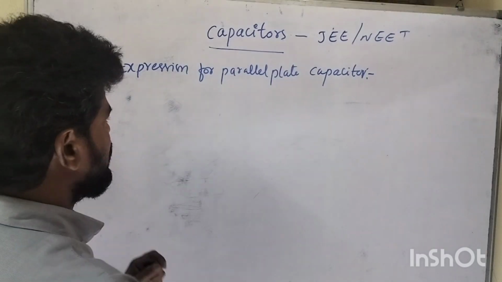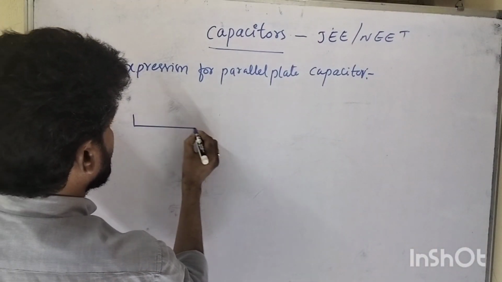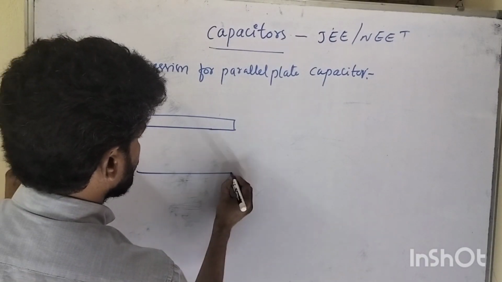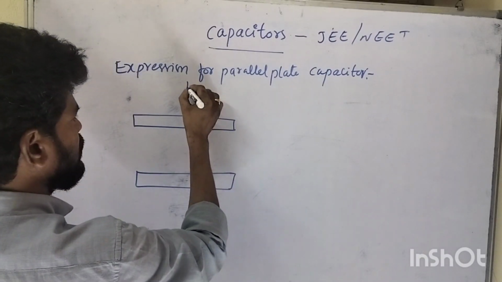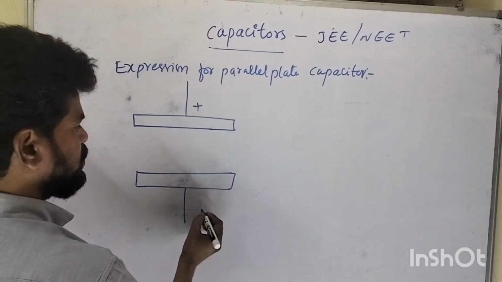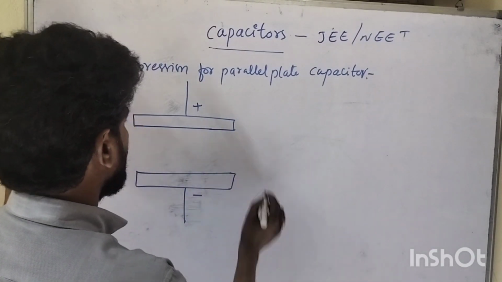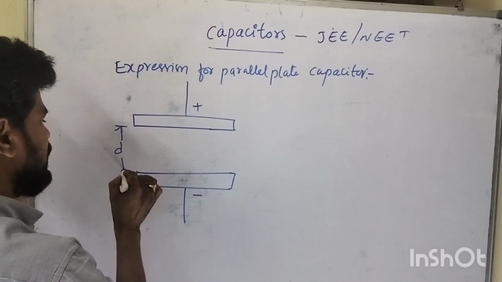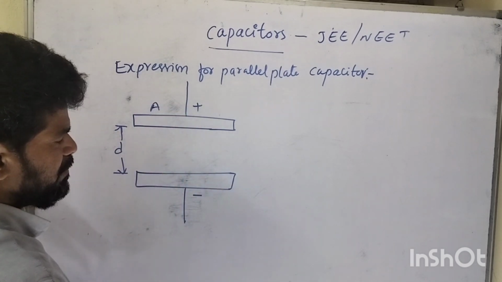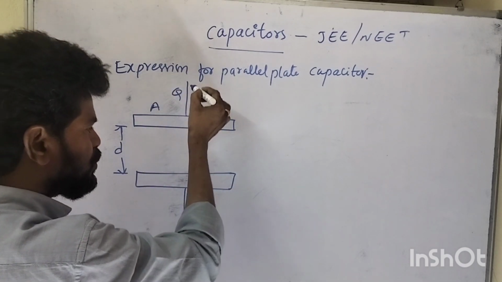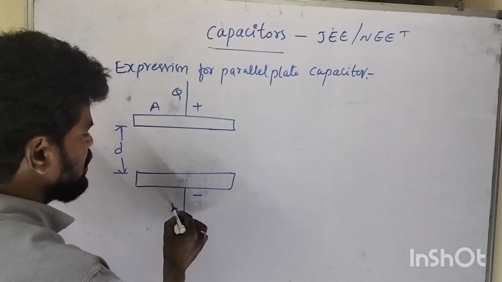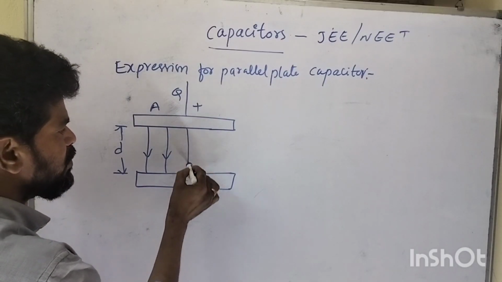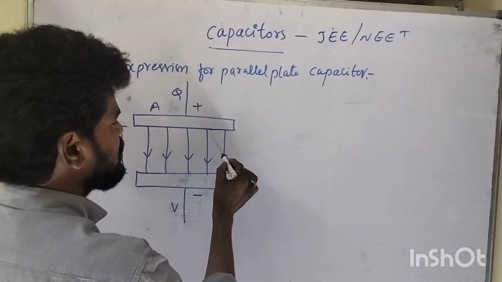So parallel plate capacitor means I am considering a parallel plate capacitor. This is one of the plates, the positive plate, and this is the negative plate of the capacitor. One plate is positive, another one is negative. The distance between these two plates is D. The area of the plates is A. When Q charge passes through these capacitor plates, V potential is developed and the electric lines pass through them. Uniform electric field intensity E is developed between the plates.